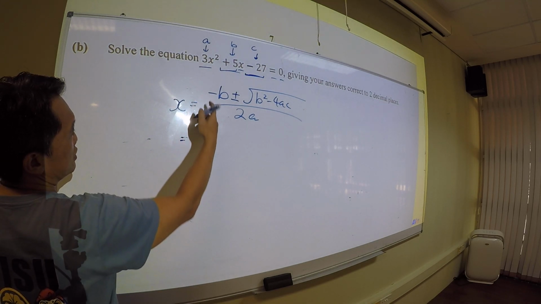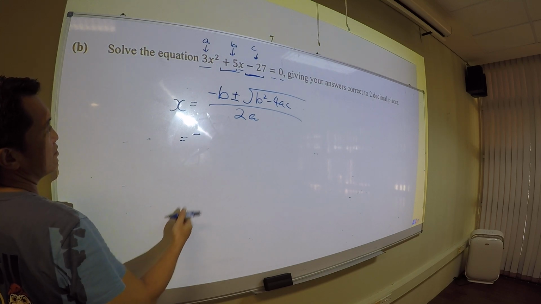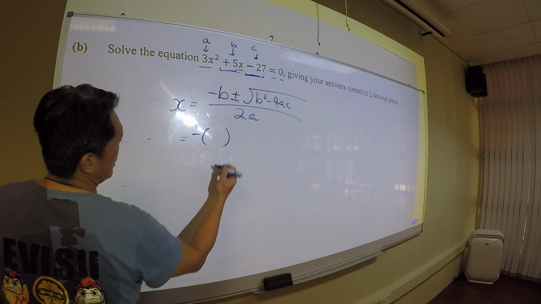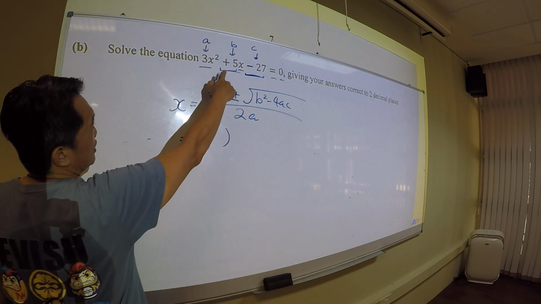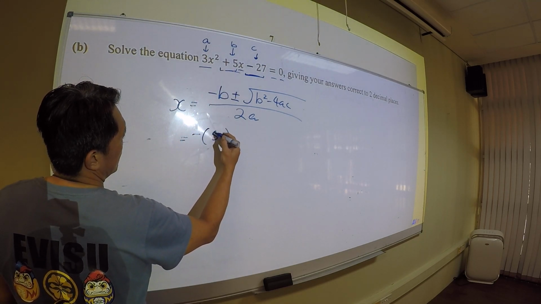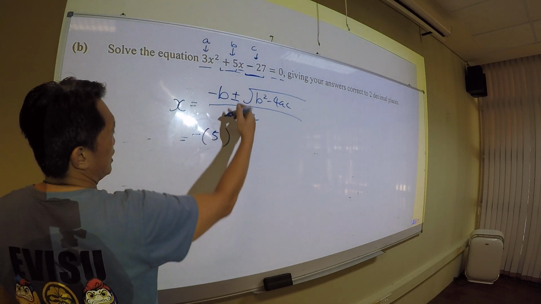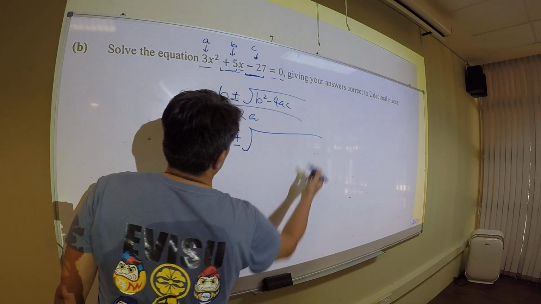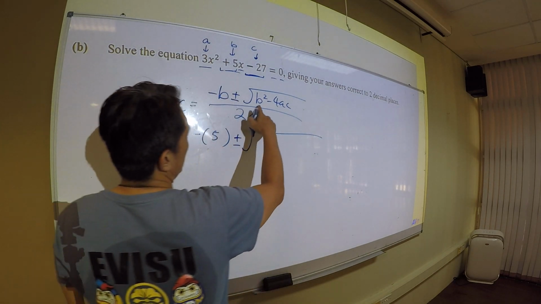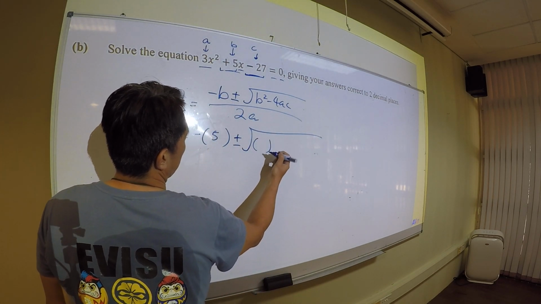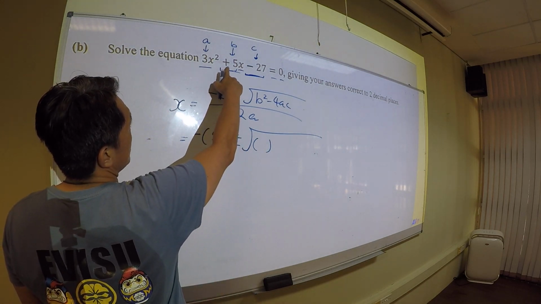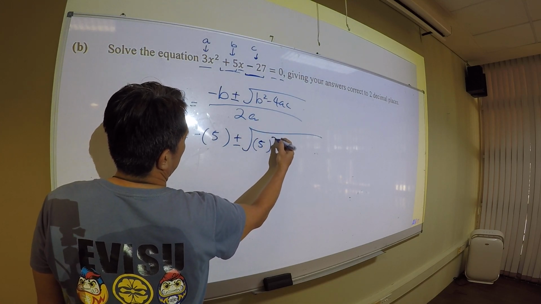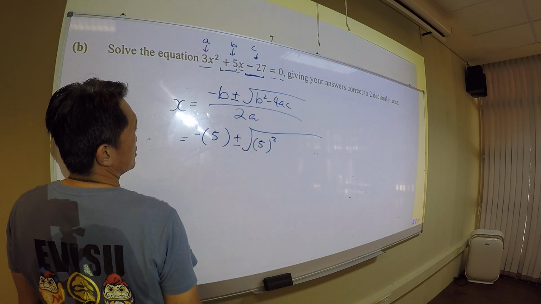Negative, I am not changing. Put the negative. I know the value of b already. So I replace b with a bracket. b is positive 5. Plus minus, I am not changing it. Square root sign, I am not changing it. b, I am changing it. I replace with a bracket. b is positive 5. Square, I never change. I only change b, I never change the square.